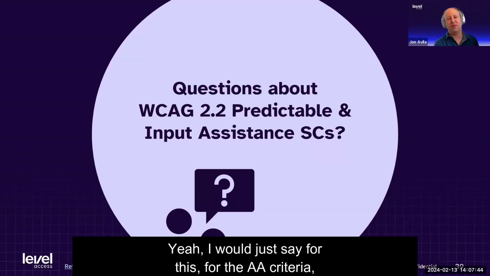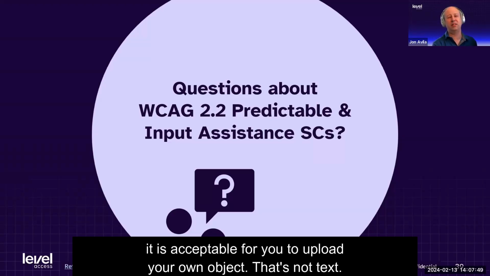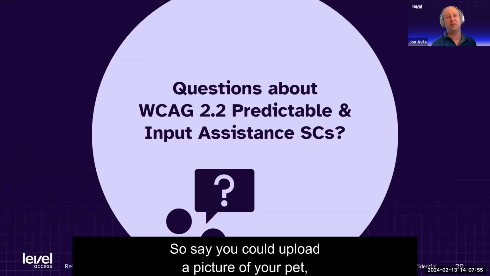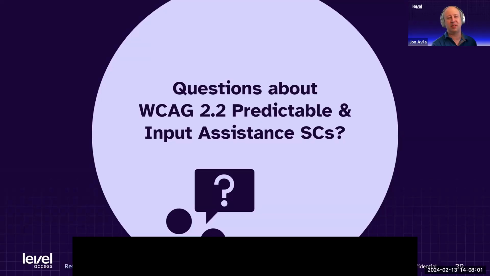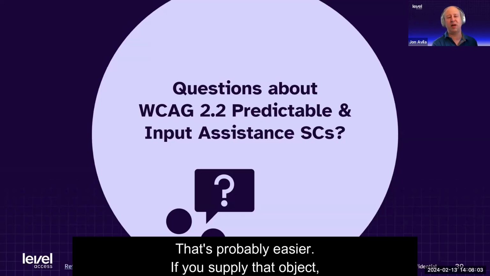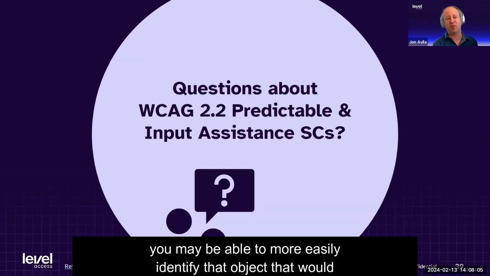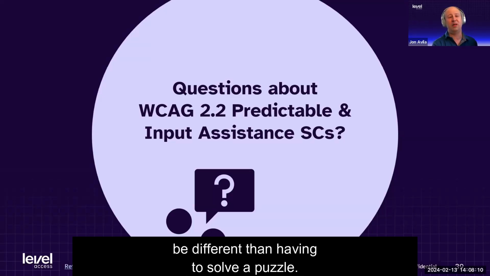Yeah, I would just say for this, for the AA criteria, it is acceptable for you to upload your own object that's not text. So you could upload a picture of your pet. That would be acceptable because you could identify that object. That's probably easier because if you supply that object, you may be able to more easily identify it. That would be different than having to solve a puzzle.